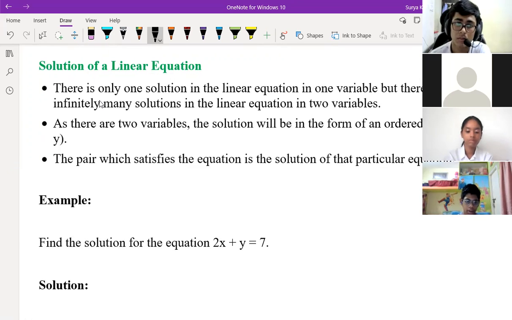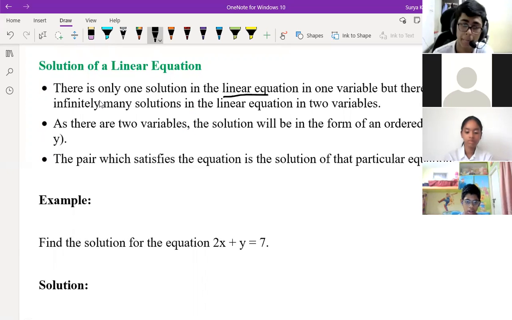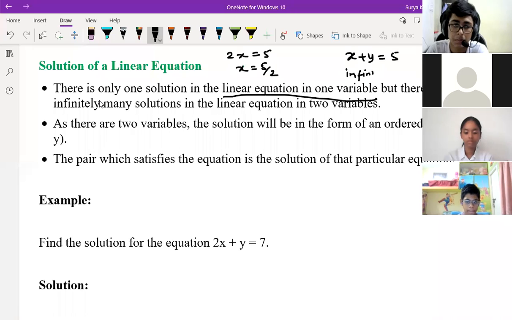How do you know? Because if I say linear equation in one variable, it means if I ask 2x is equal to 5, so x is equal to what should you tell? 5 by 2, correct? So there is only one solution in a linear equation in one variable. But if I give two variables, x plus y is equal to 5, as I told you, so many solutions will come, infinitely many solutions, right?